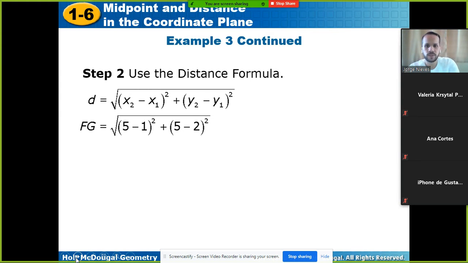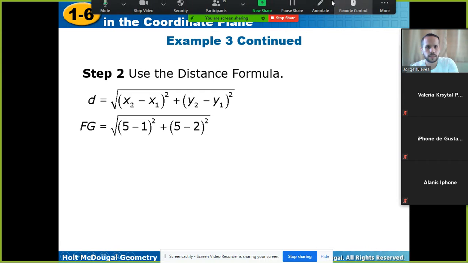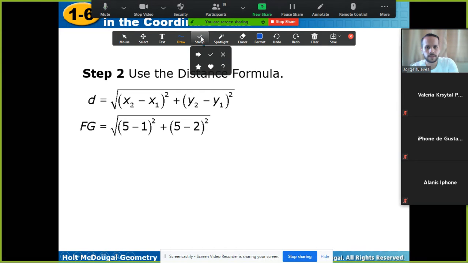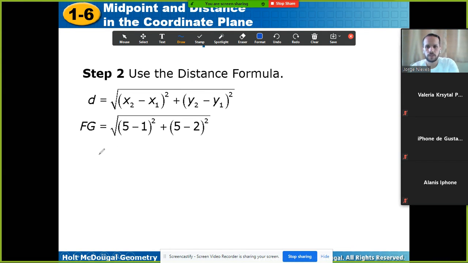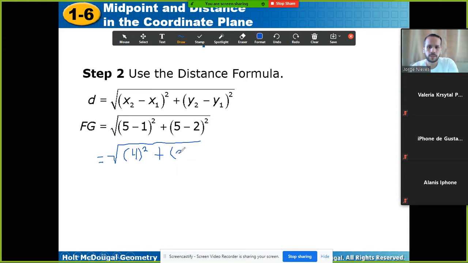So 5 minus 1 is 4. So 4 squared. Let me do it so you can see it. So we continue using the formula. The last thing we're gonna do is work with the square root. So 5 minus 1 is 4. After this, we have to use the square. It's gonna be 4 squared. And 5 minus 2 is gonna be 3.